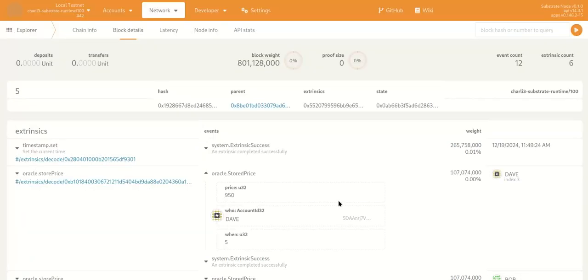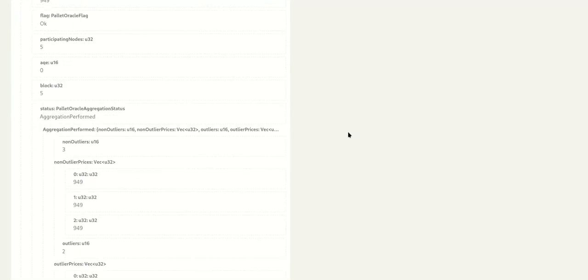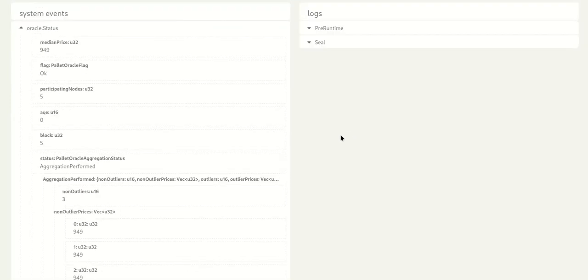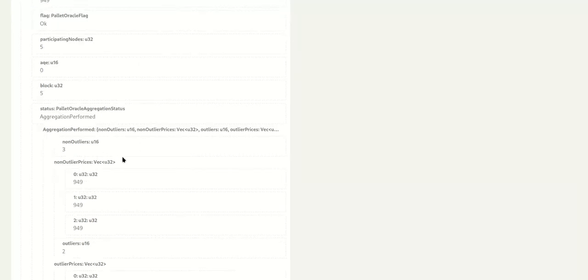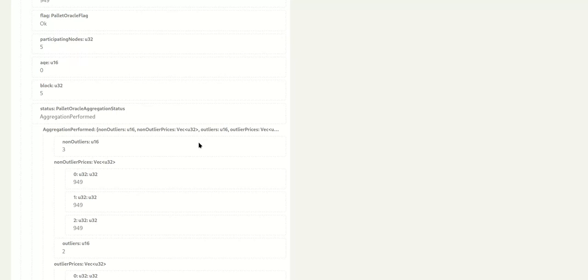Another, perhaps more interesting event is the aggregation status event. In this event, we can see how many nodes participated in the aggregation consensus, how many of them provided outlier values, and how many of them provided non-outlier values, and what those prices were. In the case that the aggregation hasn't been performed, the status informs that, along with the reason why it didn't happen.